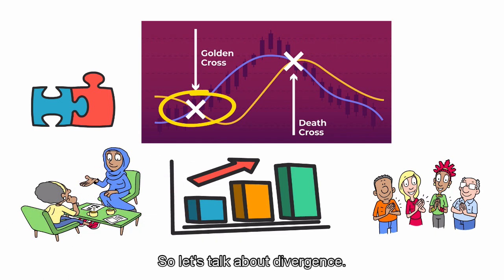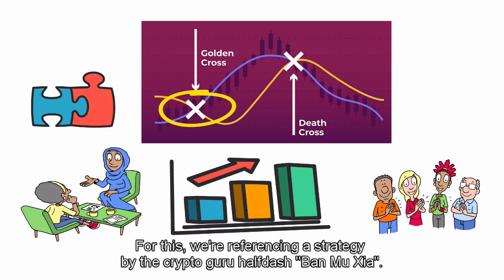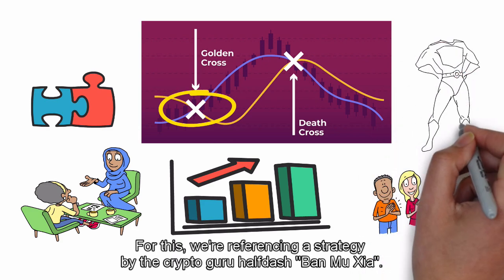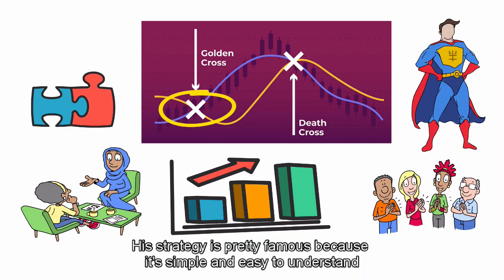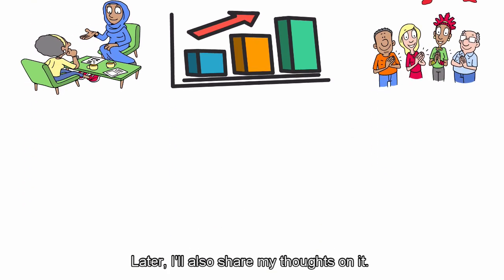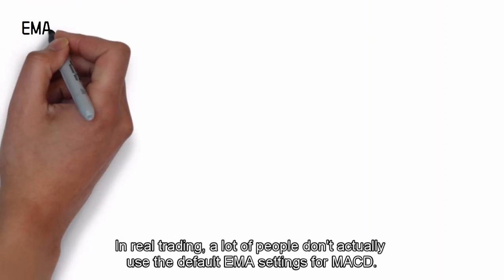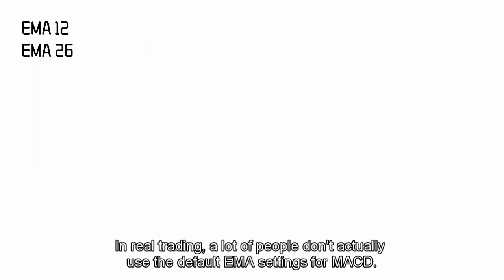So, let's talk about divergence. For this, we're referencing a strategy by the crypto guru Ban Mu Xia. His strategy is pretty famous because it's simple and easy to understand. Later, I'll also share my thoughts on it. In real trading, a lot of people don't actually use the default EMA settings for MACD.